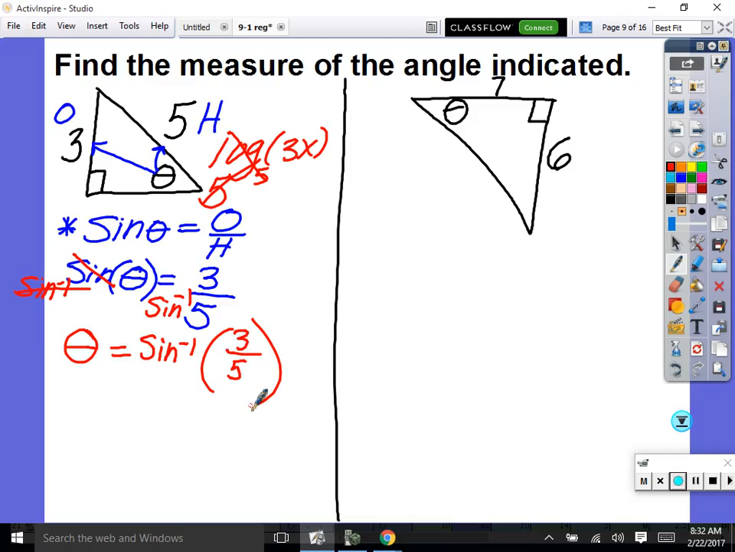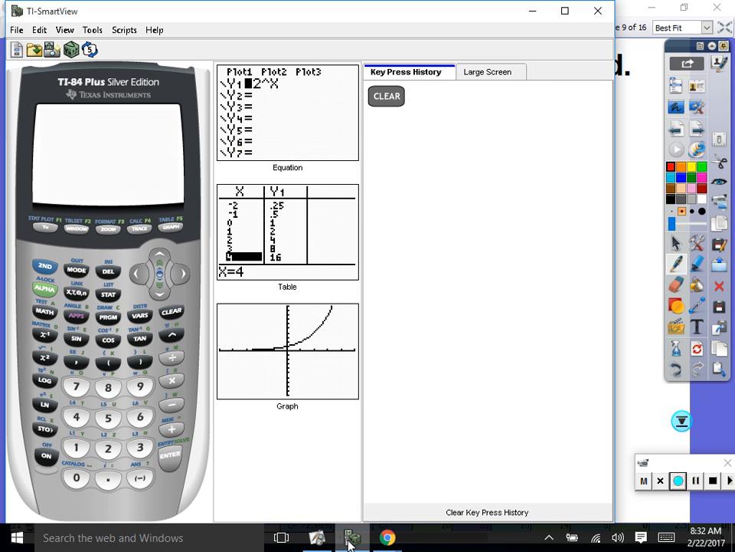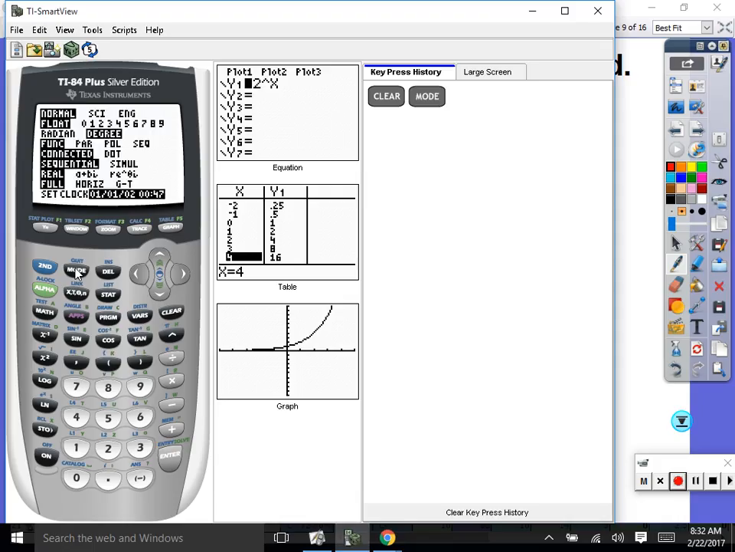Now understand, we're finding an angle that's a degree measure. Your calculator is automatically in radian mode. So let me show you how to fix your calculator. You've got to remember this when you go to your ACT. If you're ever typing something in that's in degrees, or trying to find a degree, you've got to go to mode in your calculator. Now scroll down and see where it says radian. Most people's calculators are automatically on radian. You've got to change it to degree.